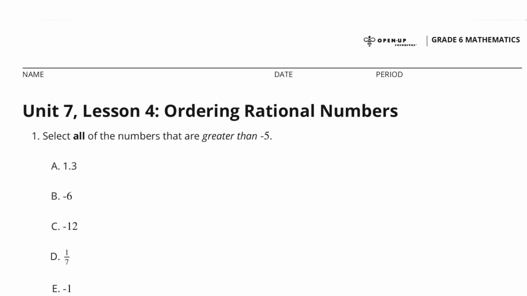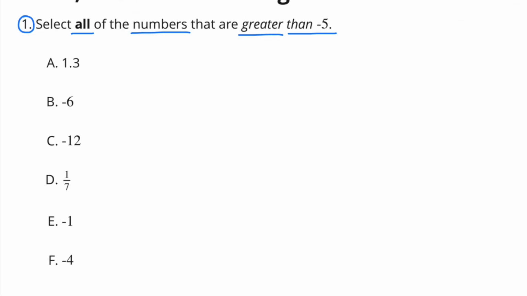Unit 7, Lesson 4, Ordering Rational Numbers. Number 1. Select all the numbers that are greater than -5.